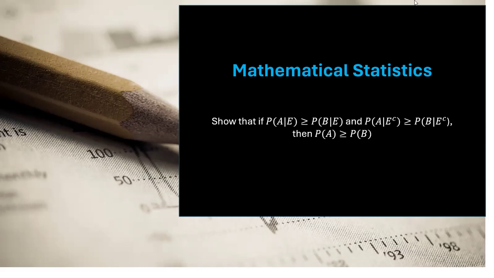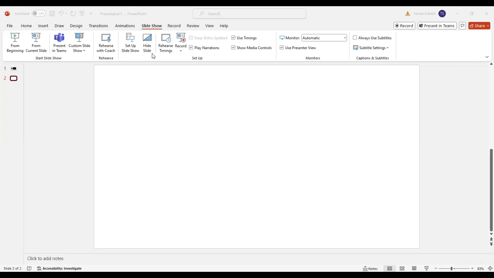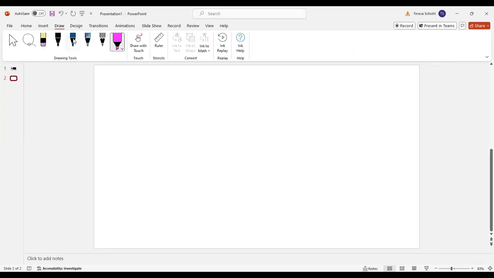So how do we prove it? That's why today we're going to take a look at how to prove this statement. Before we start, let me write out the definition of conditional probability. We know P(A given B) is P(A intersect B) over P(B). Now let's start with our conditions.